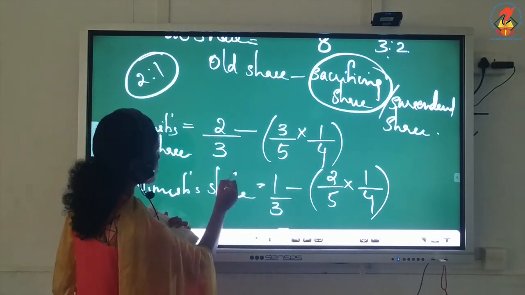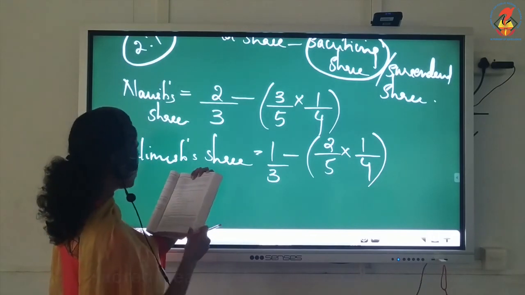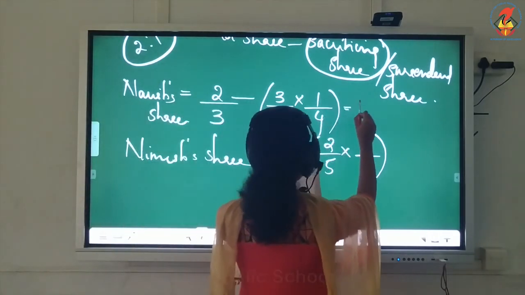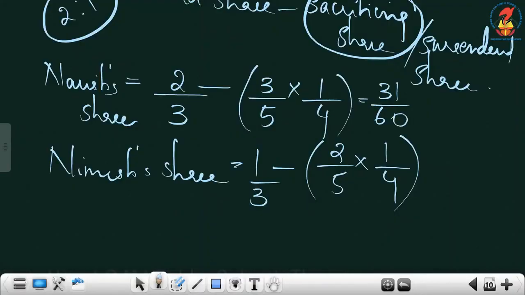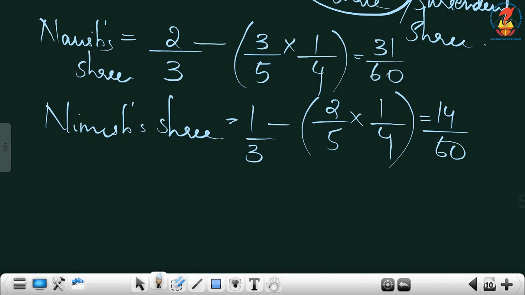Now you just have to solve this. So Naresh's share will be equal to, now I will just write the answer. You have to do the calculation and get the answer. It is 31/60 and here it is 14/60. Do the calculation within brackets first, then you go and do this. 1/3 minus 2/20 will be the calculation. So you have to cross multiply and take the answer.